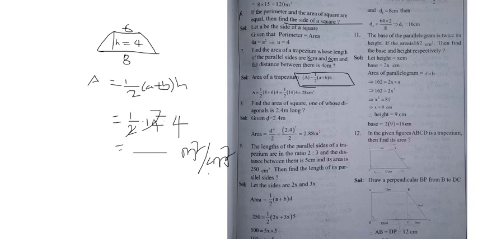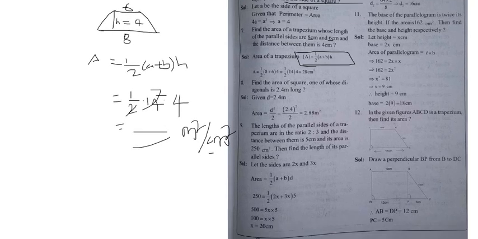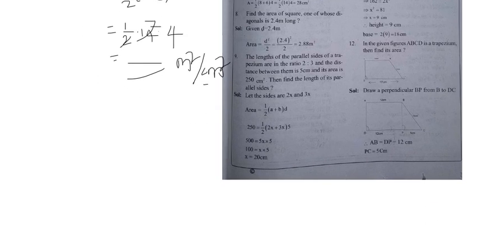Then the next question. Find the area of a square whose diagonal is 2.4 meters. In terms of the diagonal, there is a formula. We know that the area of a square in terms of diagonal is half into d square. Yes or no? Yes. They gave the diagonal, so in d square, write 2.4 whole square. Do the simplification and you will get this answer.